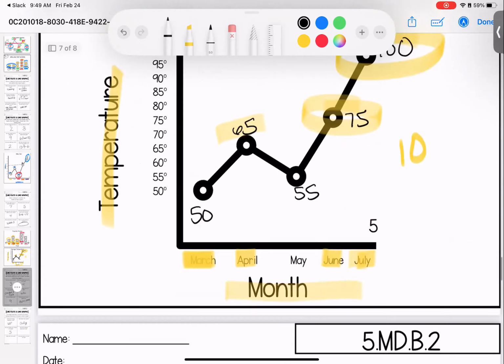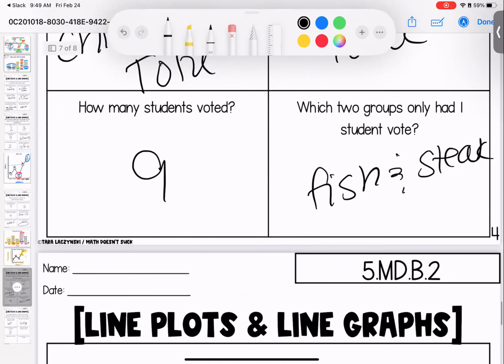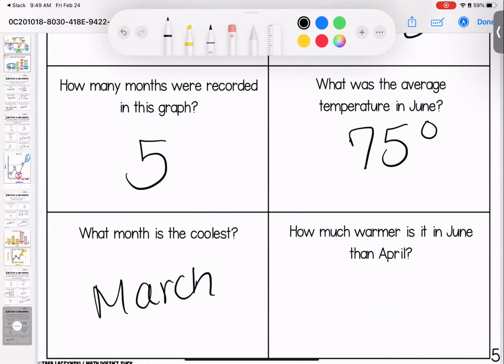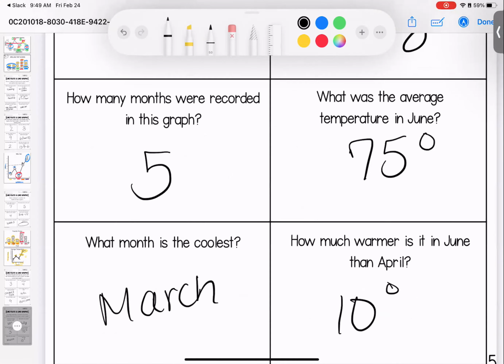Oh, I forgot that one. The average temperature was 75. There we go. Which month was the coolest? March. And how much cooler was April than June? 10 degrees.